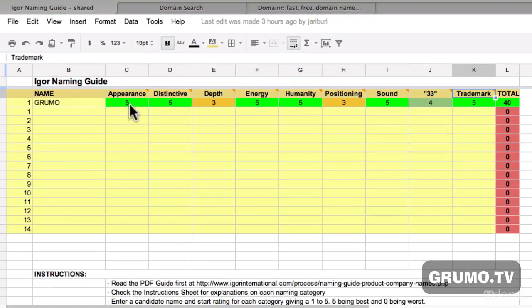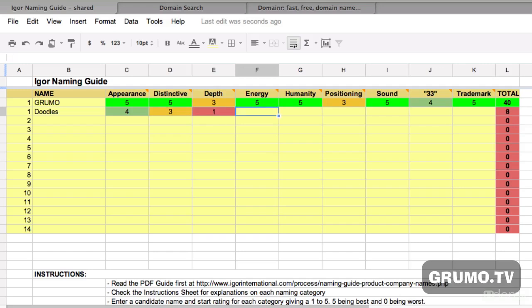But this is how you use this IGOR naming guide. Let's say your name is Grumo. I just added a bunch of different criteria here, and I scored it from 0 to 5, 0 being the lowest and 5 the largest. When you choose a name, let's say Doodles, how does that look? It looks okay. Distinctive, it's not that distinctive, 3. Depth, not very deep. Energy, maybe 4, humanity, maybe 4. This is very relative, right? But it's just a way for you to figure out if a name is good or not.